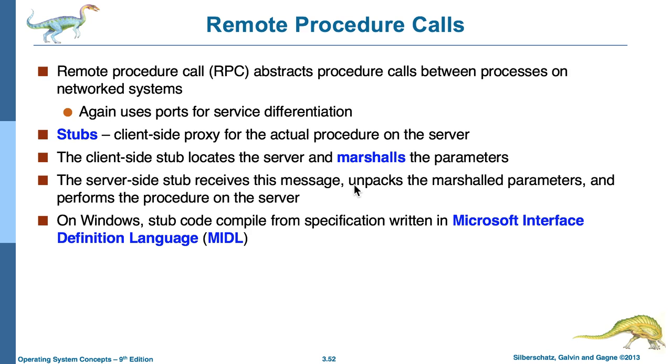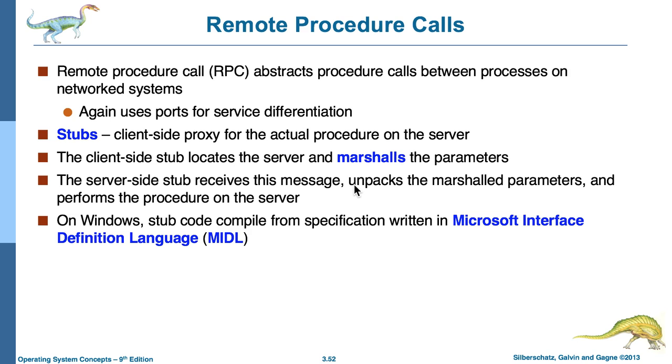In this last section for Chapter 3, we're going to discuss two other methods of client-server communication. The first one is known as RPC, or Remote Procedure Calls. A remote procedure call is a method that really abstracts procedure calls between processes on networked systems. It does use ports for service differentiation, so that may ring a bell from the sockets communication that we were having.